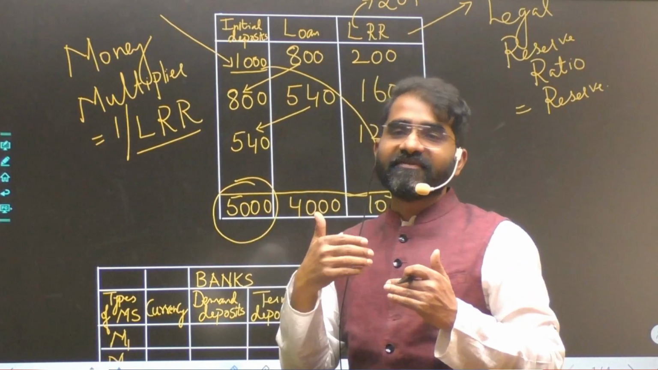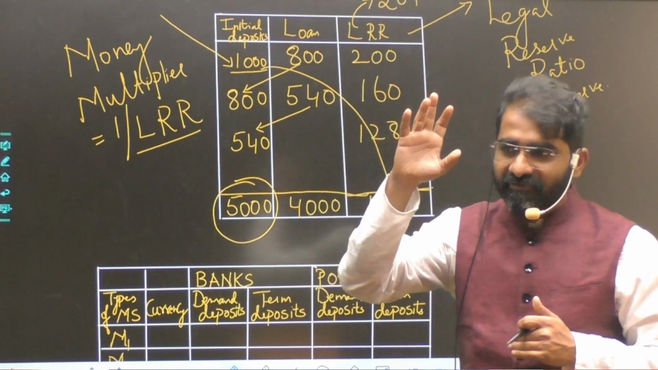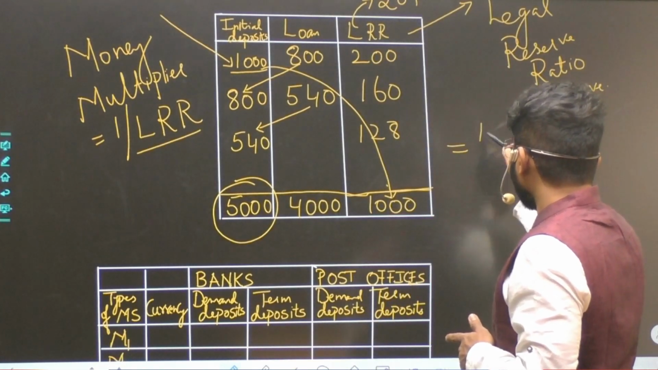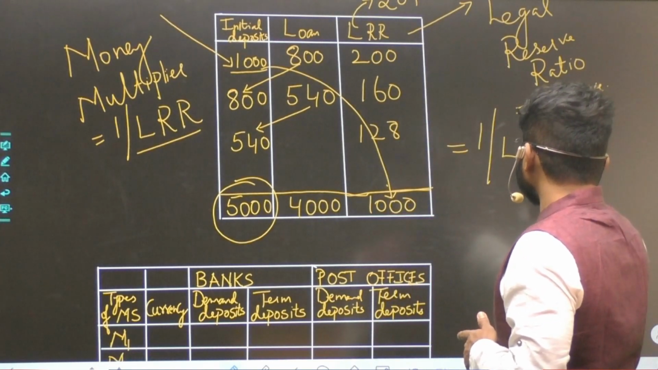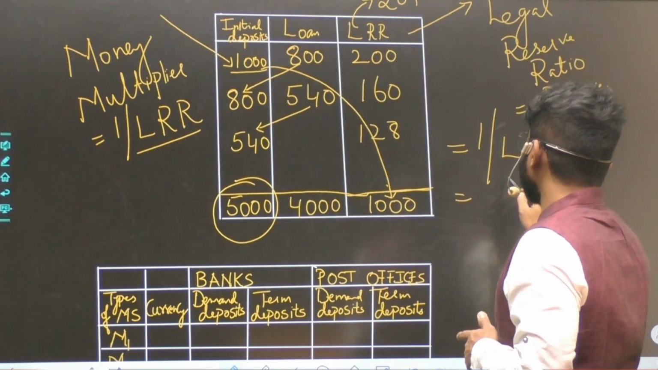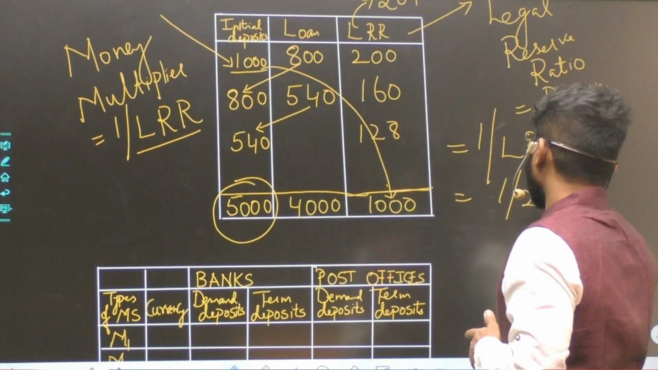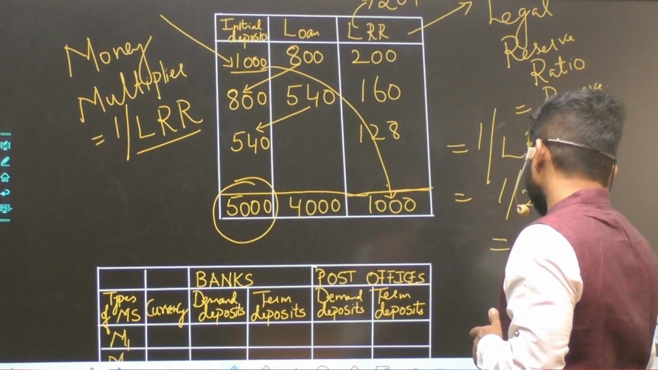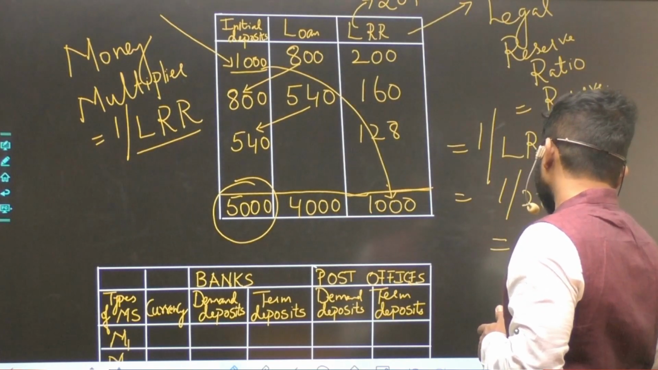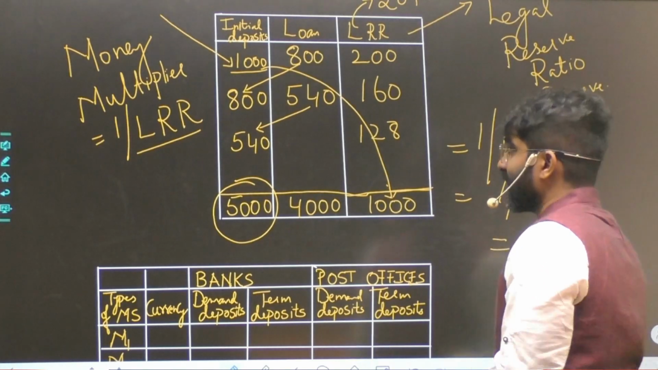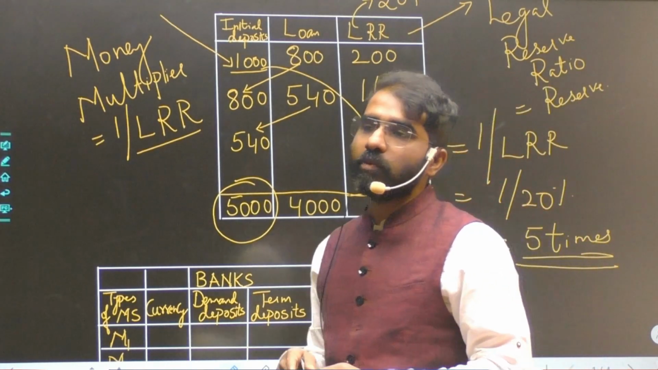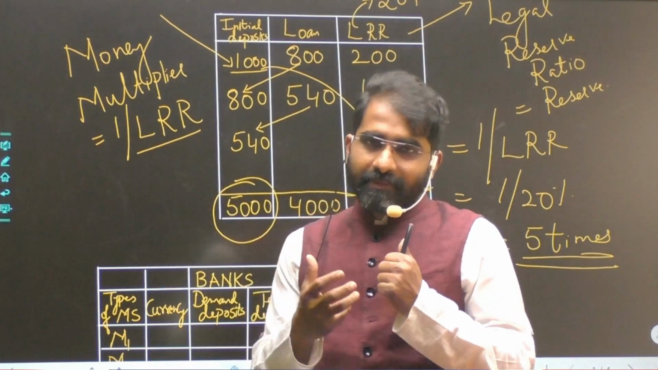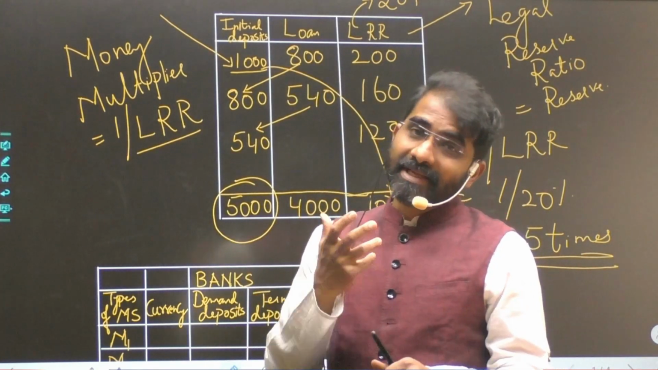So the multiplier effect in this case is how many times? 5 times. So what we should understand is that money multiplier is equal to 1 divided by the legal reserve ratio. So 1 divided by 20%, that is nothing but 5. 5 times. So this is the multiplier effect. This is how the banks will be able to multiply the money.